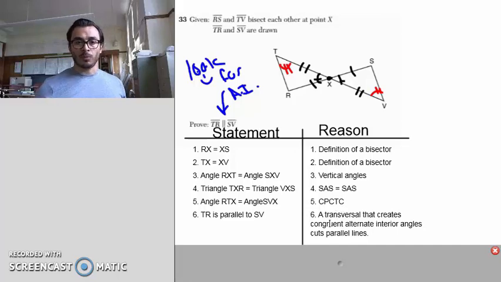Okay, so let me explain the proof. What I did was I proved that the triangles are congruent. Then if the triangles are congruent, angle T must be congruent to angle V by CPCTC. Then T and V are alternate interior angles that are congruent. So if those two angles are alternate interior and congruent, then that means TR is parallel to SV.